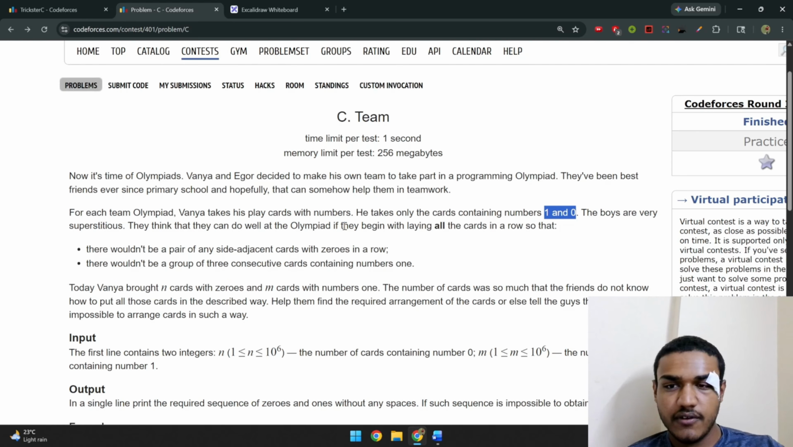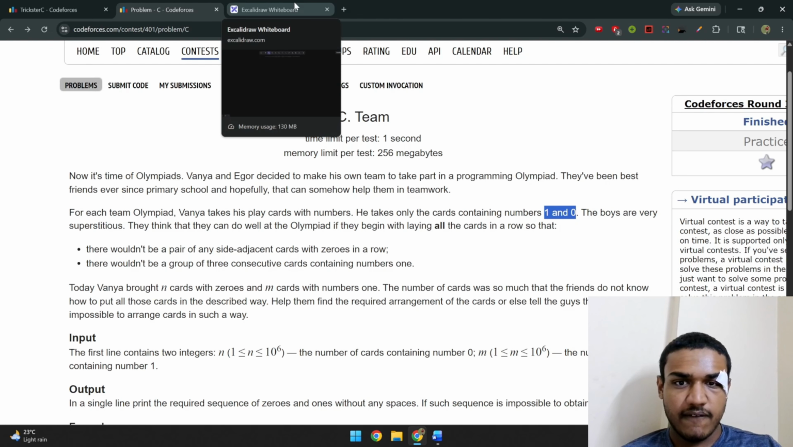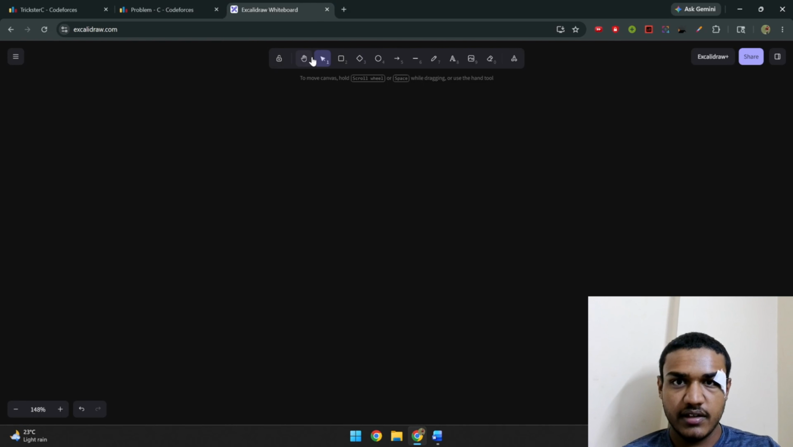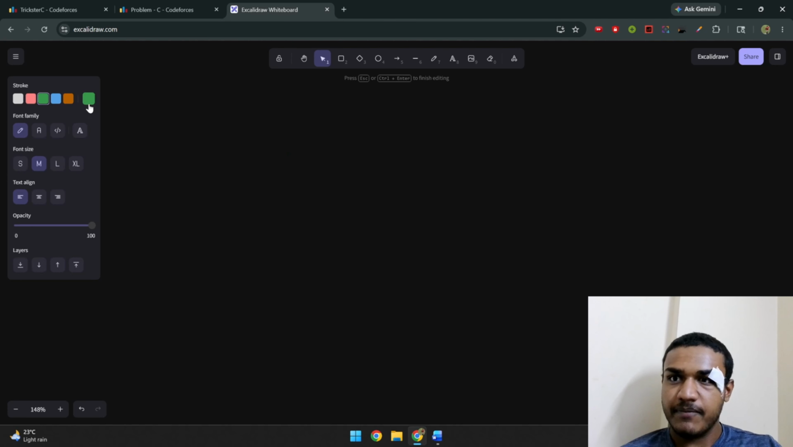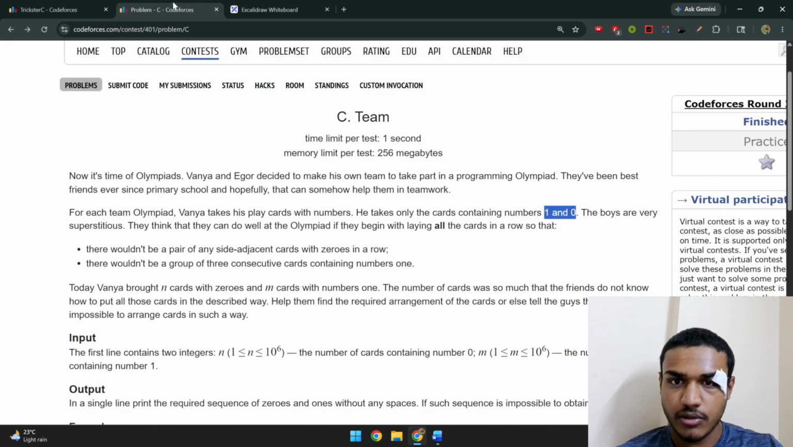The first criterion is that there wouldn't be any side-adjacent cards with zeros in a row, which essentially means you can't have any number of zeros in a row. You'll need to have something in between them, or you'll just need to have one zero. So you can't have these adjacent zeros in a row.